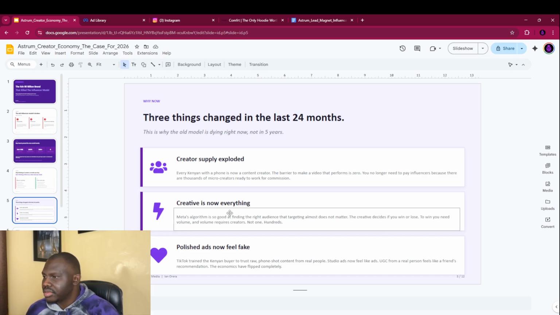Creative is now everything. Meta's algorithm is so good at finding the right audience that targeting doesn't matter anymore. The old ways of doing things in 2012, 2014 were complex. Right now, it's very, very simple. Those old ways of doing things, targeting, don't work. The creatives decide if you win or lose.